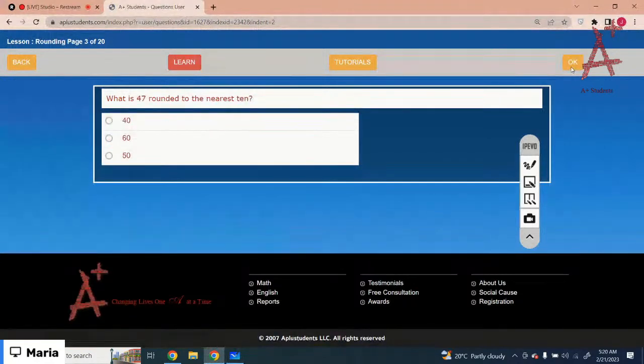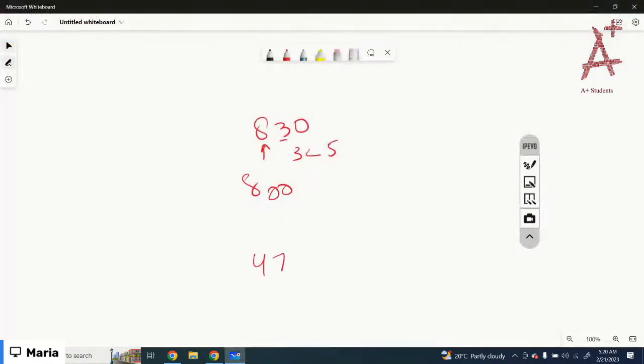Okay, the next one is, what is 47 rounded to the nearest 10? You have to round off 47 to the nearest 10. So here you have 47. So the digit that is at the tens position is 4. Just look at the right digit. Right digit is 7. 7 is greater than 5 or less than 5?